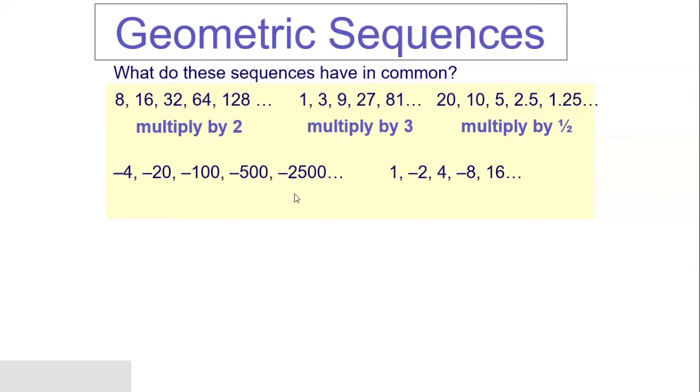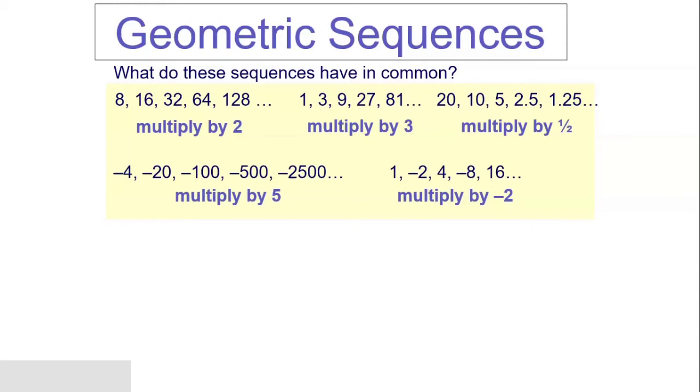For this item, that is multiply by 5. Negative 4 times 5 is equal to negative 20. Negative 20 times 5 is equal to negative 100. You multiply that again by 5, you will get this answer. And for this item, we have 1, negative 2, 4, negative 8, and 16. To get this sequence, we have to multiply 1 by negative 2. That is now negative 2. Negative 2 times negative 2 is equal to 4. And 4 times negative 2 is equal to negative 8. And negative 8 times negative 2 is 16.